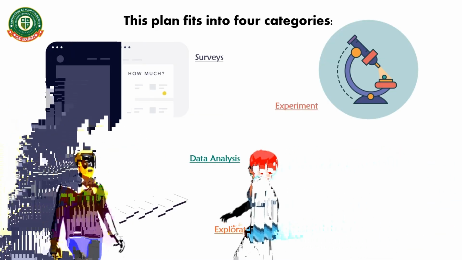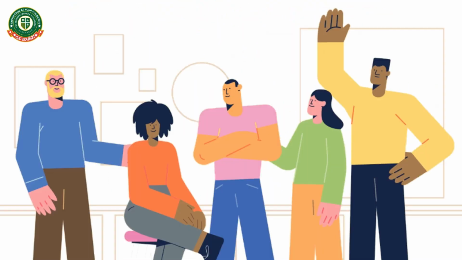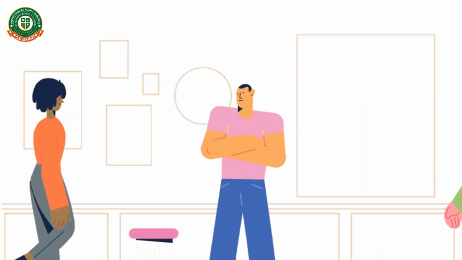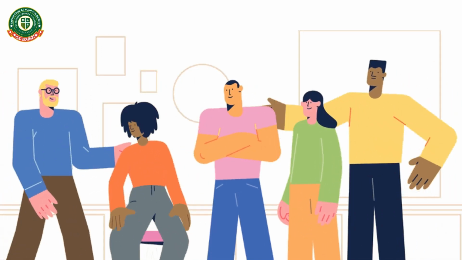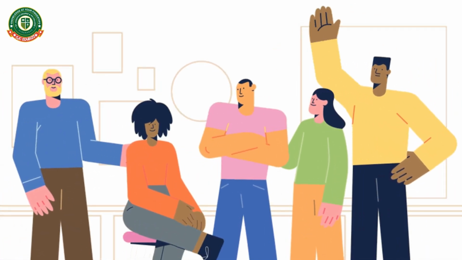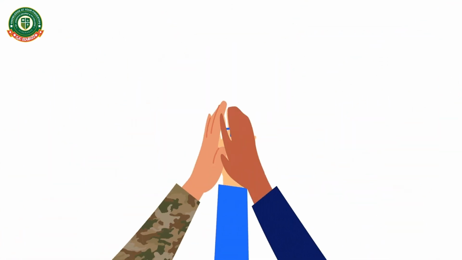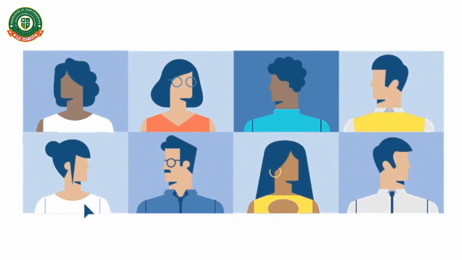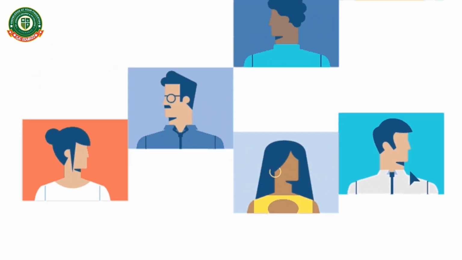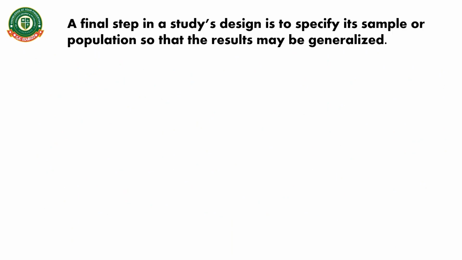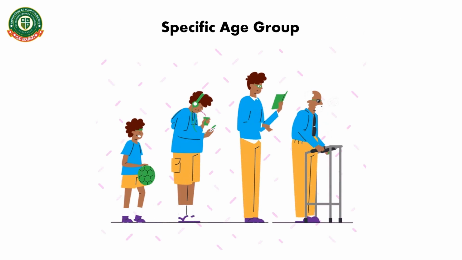Step 5. Describe population. Research projects usually look at a specific group of people, facilities, or how technology is used in the business. In research, the term population refers to this study group. The research topic and purpose help determine the study group. Suppose a researcher wishes to investigate a certain group of people in the community. A final step in a study's design is to specify its sample or population so that the results may be generalized. In that case, the research could target a specific age group, males or females, a geographic location, or an ethnic group.